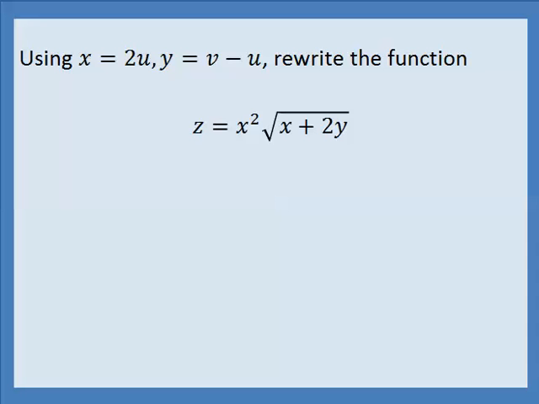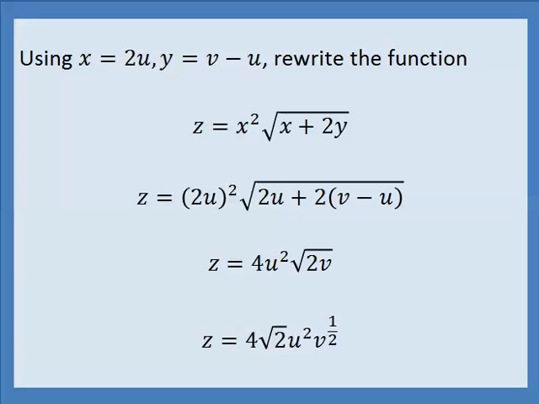The next step is to rewrite the integrand. Our function z equals x squared, radical x plus 2y. I want to rewrite that in terms of u and v. So I just substitute in x equals 2u and y equals v minus u, and then just do a little simplification.